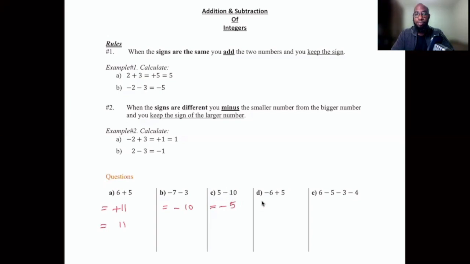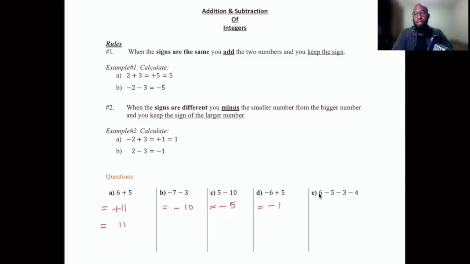Part D, are the signs the same? Nope, the signs are not the same. So in front of 6, we have a negative sign. In front of 5, we have a positive sign. So when the signs are different, subtract the smaller number from the bigger number, keep the sign of the larger number. So 5 being the smaller number, 5 from 6 is equal to 1. Keep the sign of the larger number being 6. So we keep in this negative sign. The answer is -1.